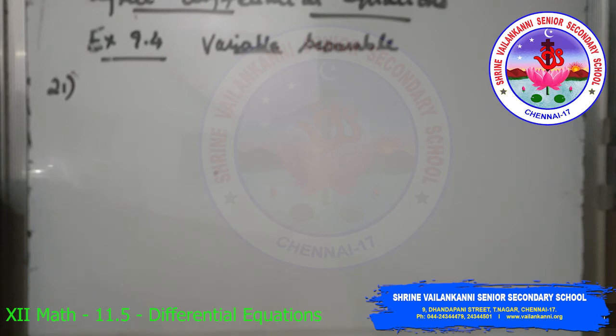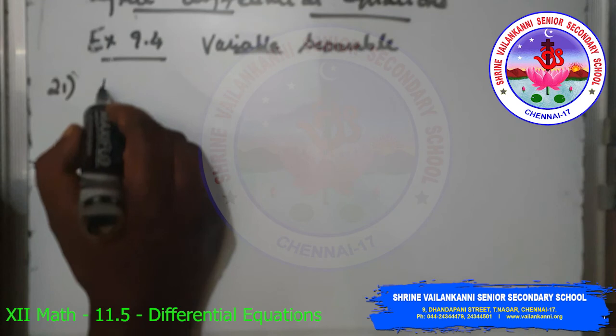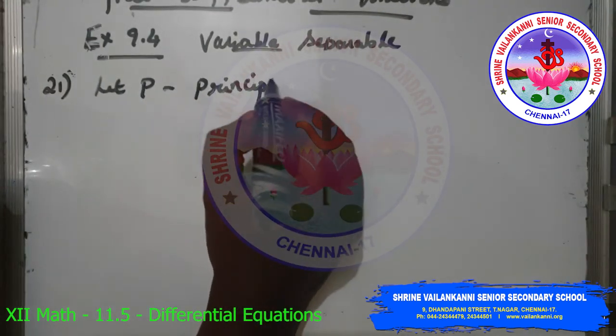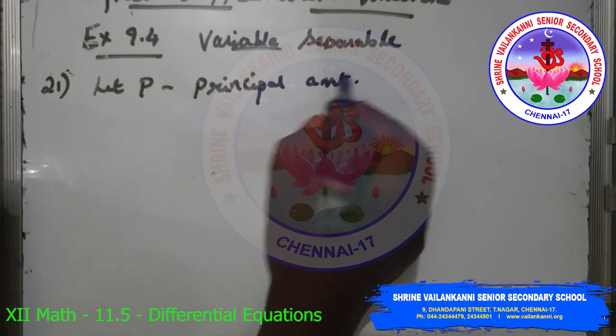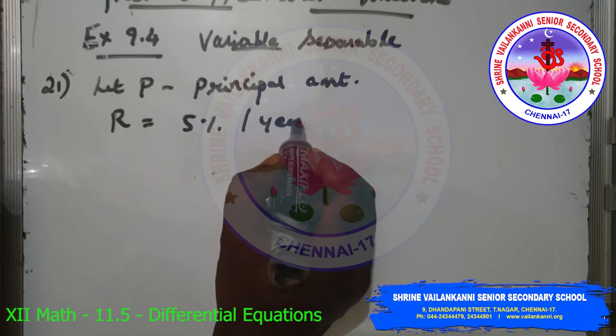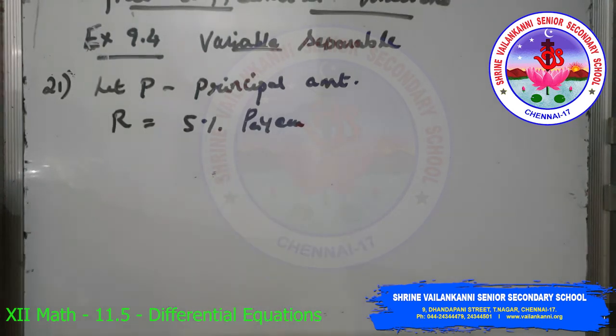Question number 21. In a bank, principal increases continuously at the rate of 5% per year. So we can take P to be the principal amount and the rate of interest is 5% per year. An amount of rupees 1000 is deposited with this bank. How much will it be worth after 10 years?